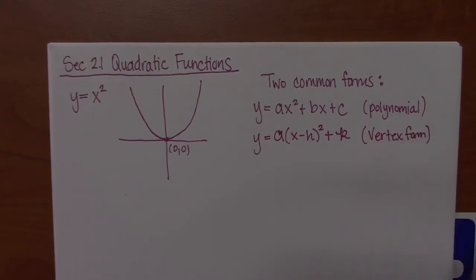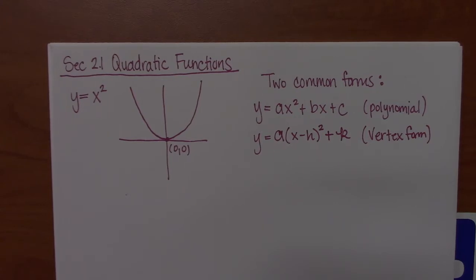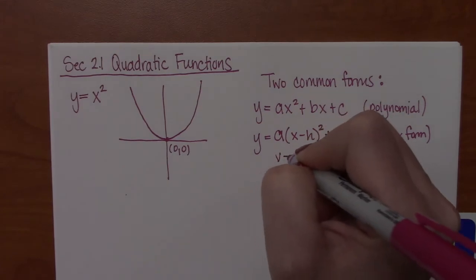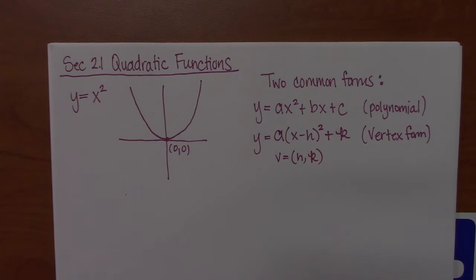This doesn't really have a formal name, but I've seen it called in books vertex form. So we could rearrange the equation on top and turn it into the form on the bottom. And just like with circles, where when you put a circle in standard form you could pull the center out, when you put a parabola in this form, you can pull the vertex directly out. So the vertex of this parabola is going to be h comma k.